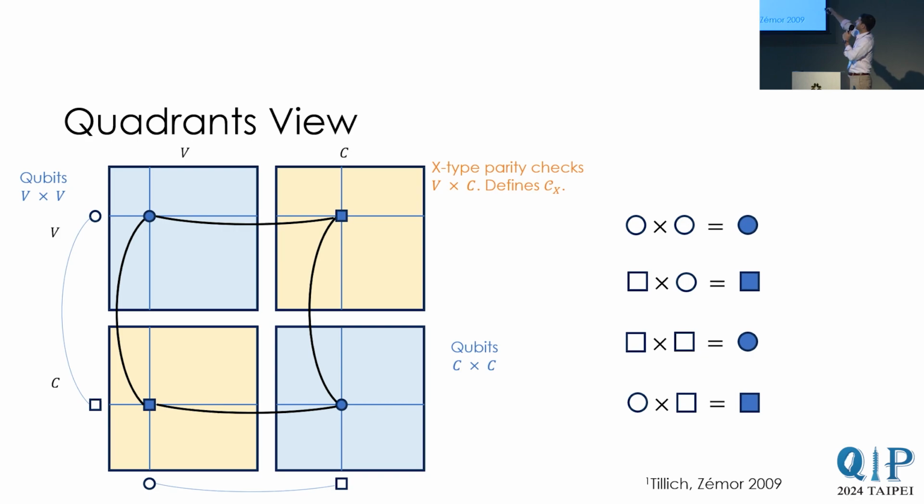When you have 2 circles or 2 squares, this quadrant and that quadrant right here, those are going to be associated with qubits. And if I were to consider the opposite quadrants, well, you might guess that these are going to be associated with my quantum stabilizers. And I'm just going to choose, for consistency, the V times C. So this quadrant right here is going to be my X-type parity checks. And the opposite, the C times V, is going to correspond to my Z-type parity checks.